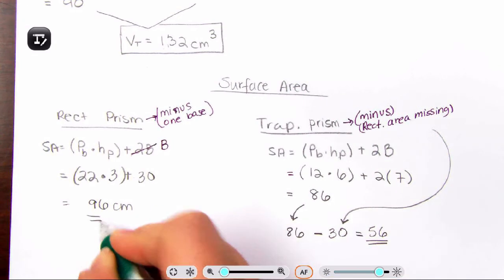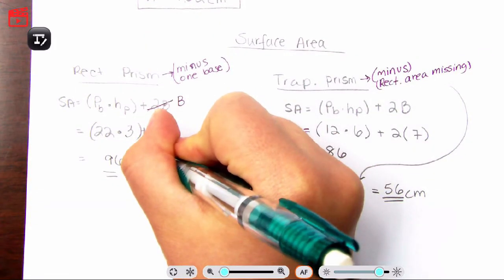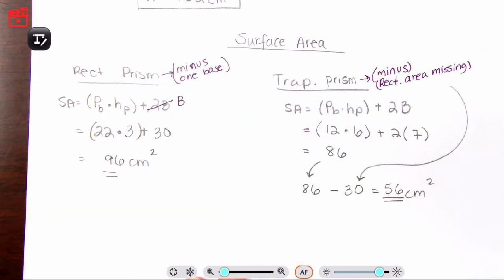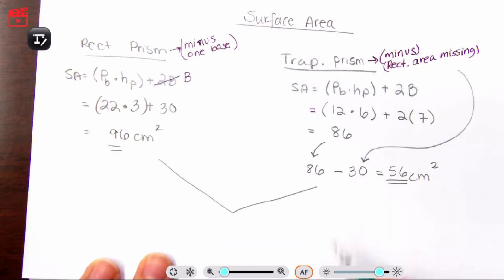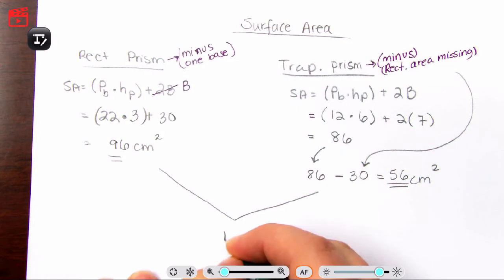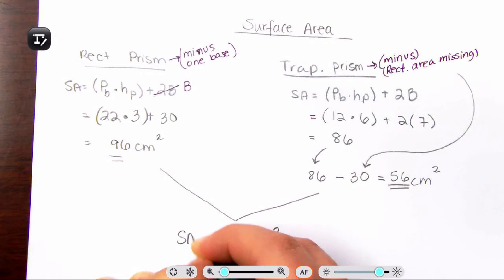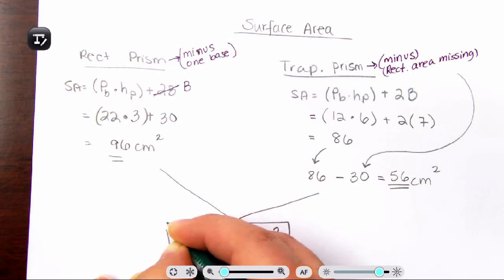Now that we actually have both, this is what we're trying to find, surface area. So surface area is squared. Now we combine it. We can reach the outside of the trapezoidal prism. We can reach the outside and the underneath part of the rectangular prism. So we're going to combine that surface area. I have 96 plus 56. And I have 152 centimeters squared as my surface area for the composite figure.